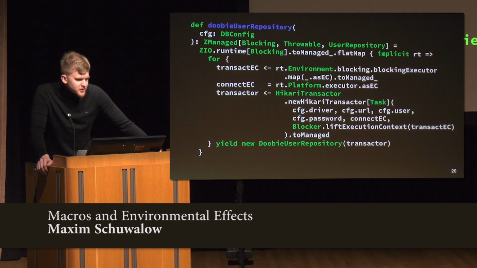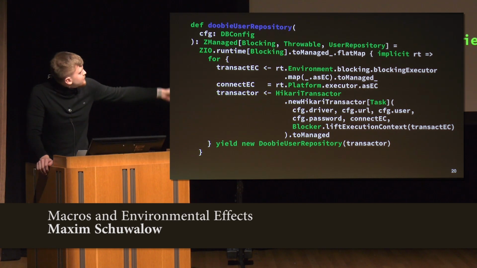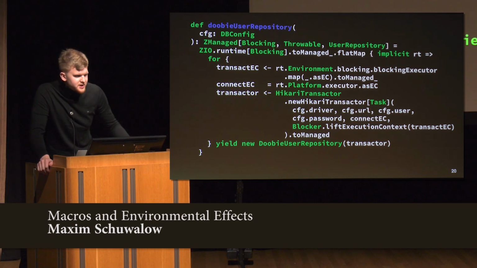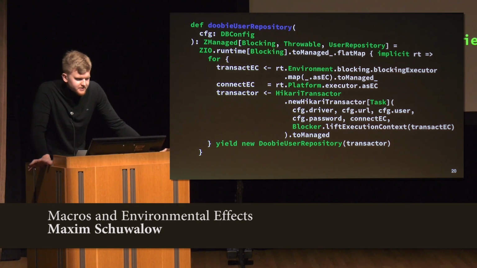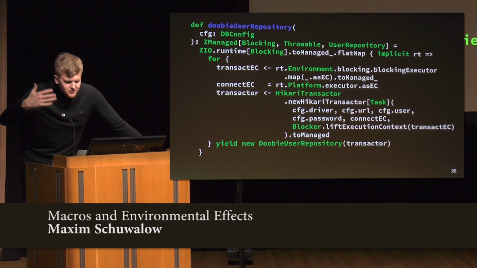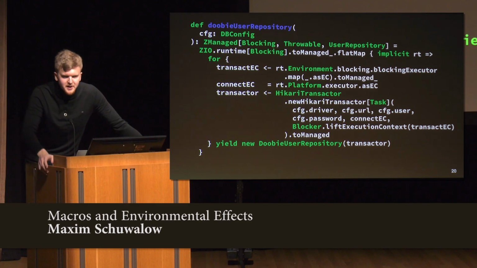Rather, you get a catch resource which you can convert into a managed. In this case, we additionally have a dependency on blocking because we want to run this on Zio's blocking thread pool. But either way, the same applies. You will have your Doobie user repository inside of some sort of effect or inside of managed. But this doesn't seem too bad. This is exactly what we want. We want to have resource allocation inside of our nice functional effect, right?